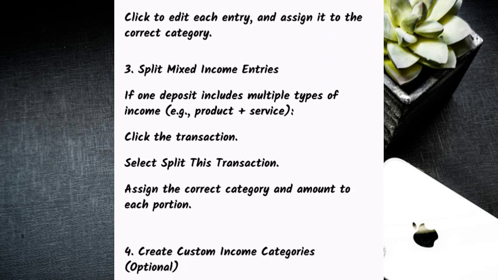Third, split mixed income entries. If one deposit includes multiple types of income, for example, product and services, all you got to do is just click the transaction and then select split this transaction. Now you can assign the correct category and amount to each portion.